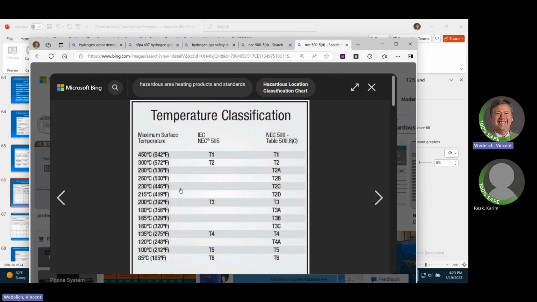What is this? It's the maximum surface temperature, right? Remember the auto ignition temperature? The auto ignition temperature was something greater than 500 degrees, 500, yeah. So it's a T1.